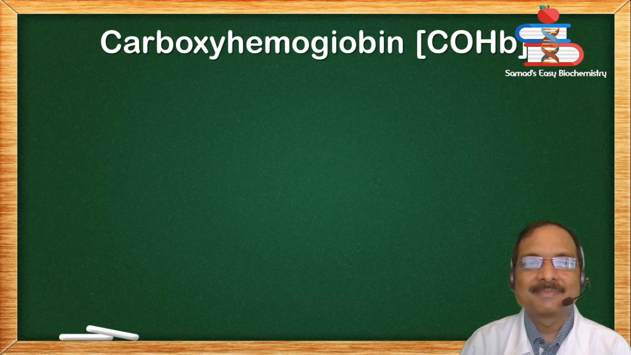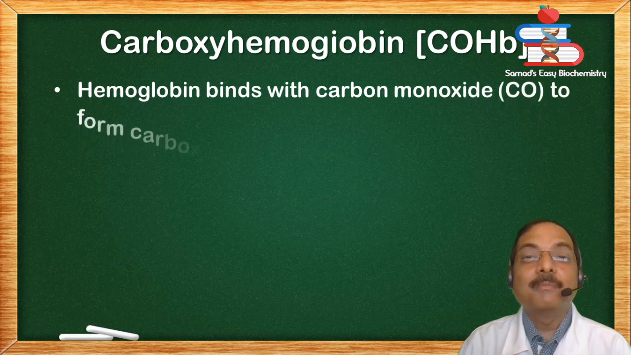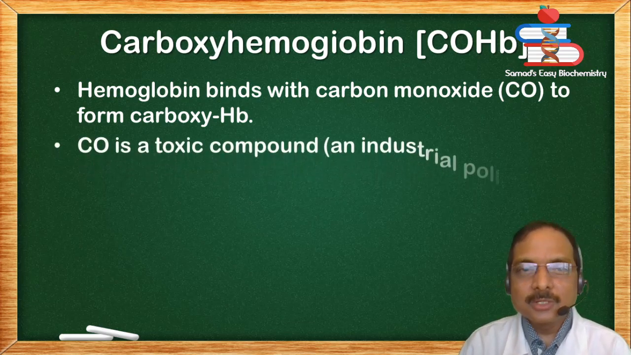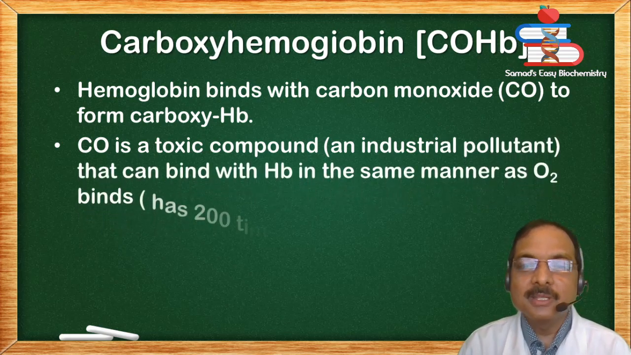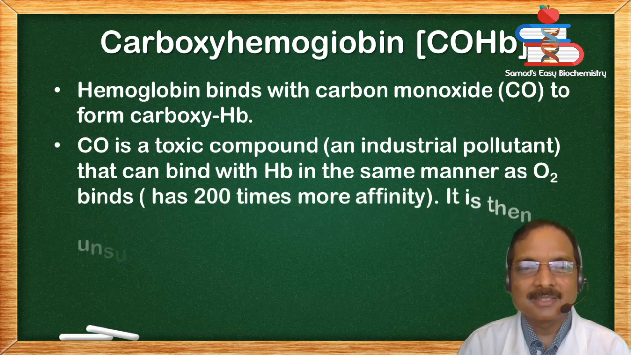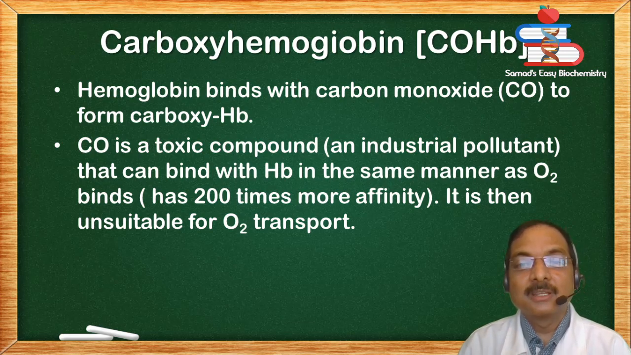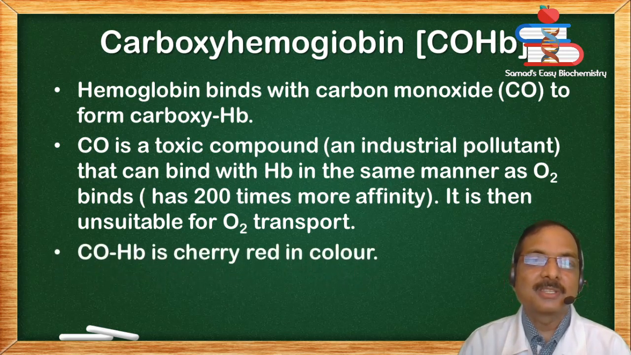Carboxyhemoglobin. Hemoglobin binds with carbon monoxide to form Carboxy-Hb. Carbon monoxide is a toxic compound, an industrial pollutant that can bind with Hb in the same manner as oxygen binds. In fact, carbon monoxide has 200 times more affinity than oxygen. In such case, the hemoglobin is unsuitable for oxygen transport. Carboxyhemoglobin is cherry red in color.